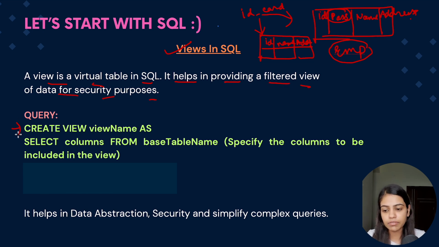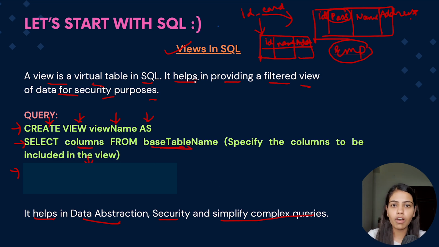So let's see how we can create a view. So we give create and then view, then we provide the view name and then we provide an alias, and here we provide all the columns from the base table which we want to show in the view. So it basically specifies the columns which should be included in the view. So it helps in data abstraction, security and simplifying complex queries. So if we have a view table, and we don't need some of the columns, we can just have a view table and do any kind of manipulation on that particular view table. It is also helping in data abstraction because it is hiding the password from the ID people, and it is also helping for security purposes.